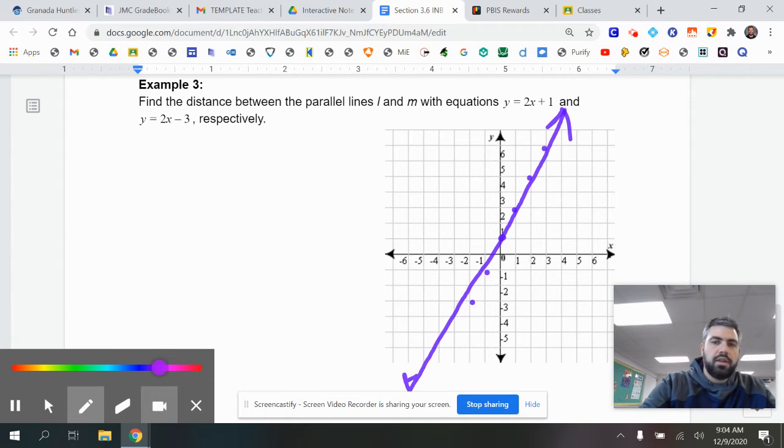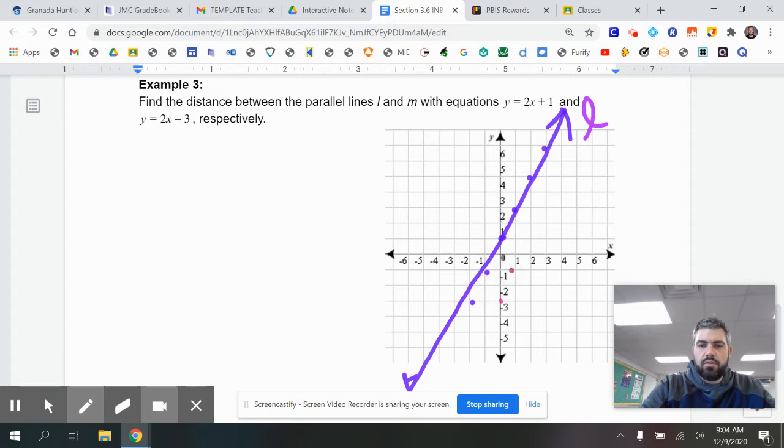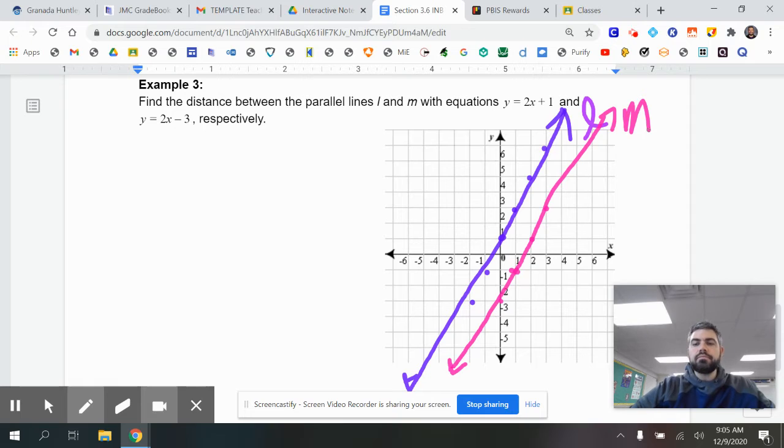Okay, actually, real quick, that is line L, right? Here's line M. So it starts at -3, goes up 2 over 1, up 2 over 1. Okay, and then we see that we have this line right here. Well, again, assume that that is actually parallel. So what we're going to do is find the distance between those two. It's a consistent distance the whole way, assuming my lines are straight.